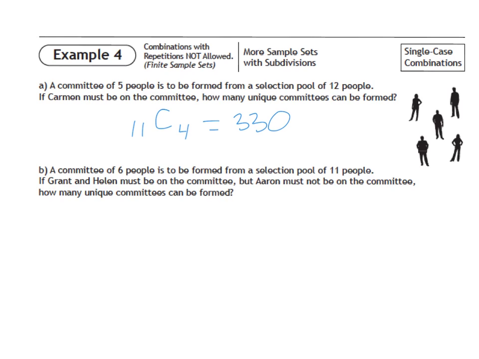How many people are there actually to choose from? There were originally 11, but we have to take out 3 of them, right? So there are 8. And how many people are we choosing? Isn't it 4? It's 8 choose 4. Why is it 4? Because you need 6 people, but you already have Grant and Helen, so we need 4 more people for the committee. But Aaron can't be on it. Right. That's why we take him out of the selection pool.